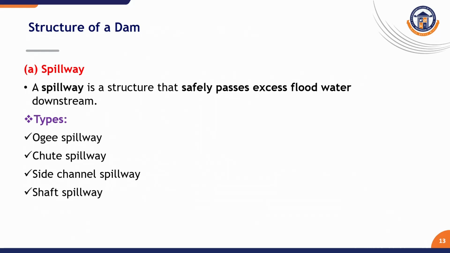Then, structure of a dam. The main component is the spillway. A spillway is a structure that safely passes excess flood water downstream. The common types of spillways are ogee, chute, side channel spillway, and shaft spillway. Spillways prevent overtopping and failure of dams.